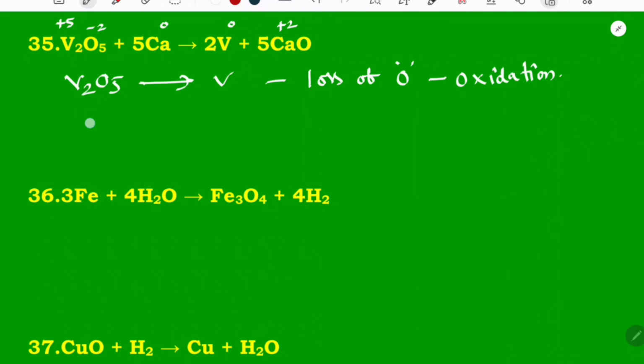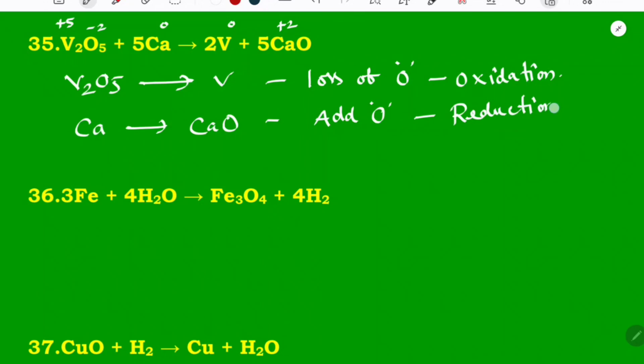Next, calcium is converting to calcium oxide. Here addition of oxygen takes place. So this is reduction. Already we know oxidized one is the reducing agent, reduced one is the oxidizing agent. One concept you should remember: oxidized one is the reducing agent, reduced one is the oxidizing agent.